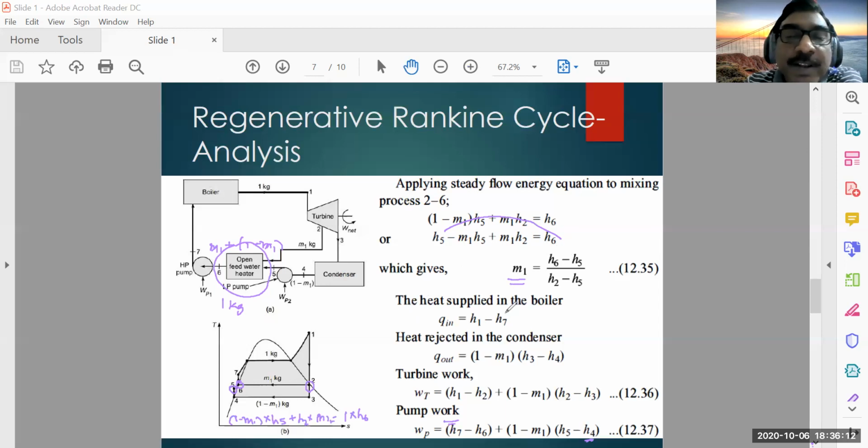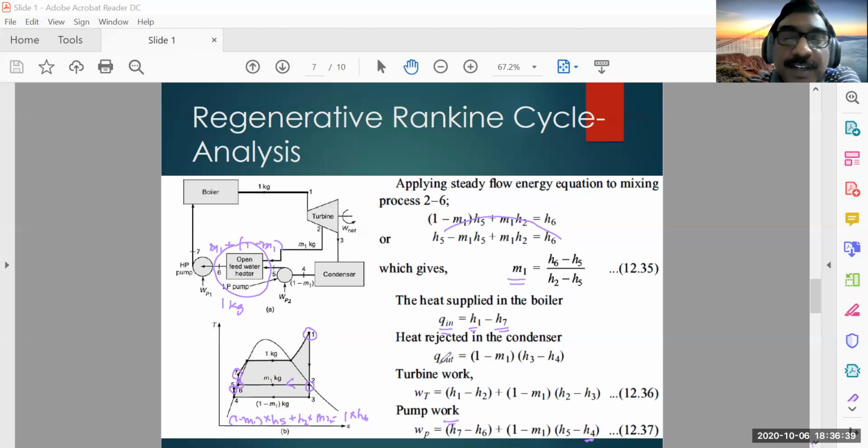Now the heat supplied is straightforward. Heat is supplied externally from 1 to 7 only. This heat, from 6 to 7, is coming from the internal energy of the steam. We are not giving this from outside. This is already there in the steam. So we are giving the heat outside from the boiler during the process 7 to 1. So the Qin is equal to H1 minus H7.